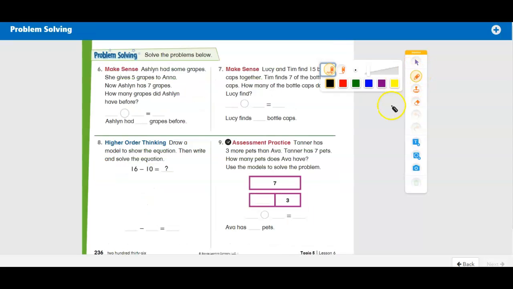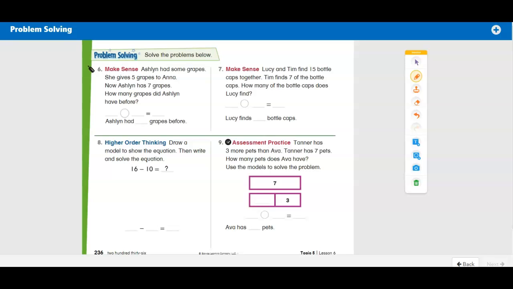And for the last part of our lesson, we are going to be completing the problems on page 236, so just on the next page. Our directions tell us to solve the problems below. Again, these are word problems, so I'm going to read them to you, and you will need to pause the video so that you can work on them. Number 6 says, Ashlyn had some grapes. She gives 5 grapes to Anna. Now Ashlyn has 7 grapes. How many grapes did Ashlyn have before?